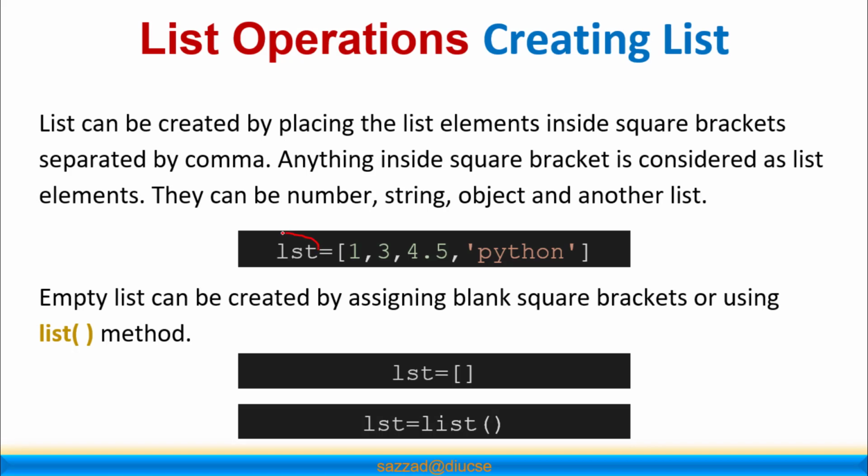As you can see, this is our list identifier, and after that we are using square brackets, and then inside the square brackets all the elements separated by commas. As we have discussed, we can have different types of elements inside a single list. There are some integer, float and character values inside the list, as you can see. They can be number, string, object and another list. An empty list can be created by assigning blank square brackets or using the list method. We can also declare an empty list, and later we can insert values inside the list.